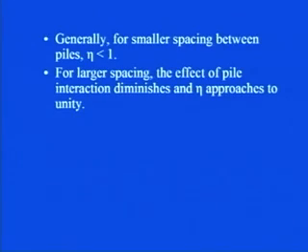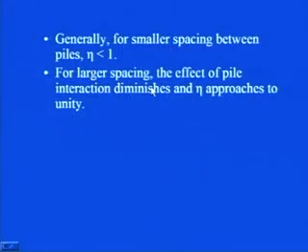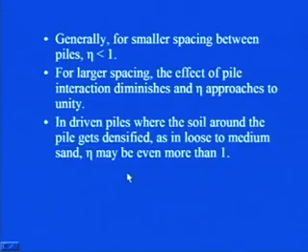See, if a large spacing is there, you will have sufficient space in between the bulbs, maybe in case of point bearing as well as in case of skin friction, in between the two adjacent piles, and therefore the capacity of the group of piles will become equal to the capacity of one pile multiplied by the number of piles provided in that particular group. So, in that case your eta can approach unity.